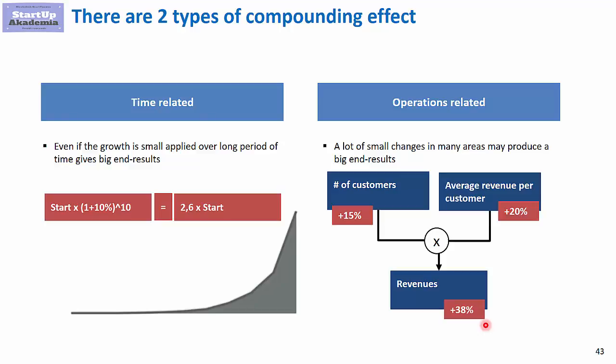But if you have 10 or 15 different areas, even if you improve them by a small fraction of the difference, then the end result might be huge. So look for those two types of compounding effects. One is related to time. So you have a constant growth over a long period of time. And the other one is basically looking for small improvements in many areas that will produce you big end results due to the multiplication effect like it was done here.